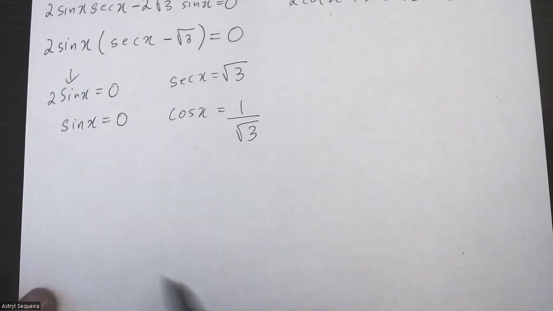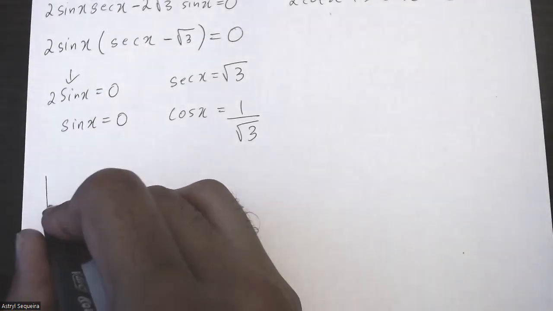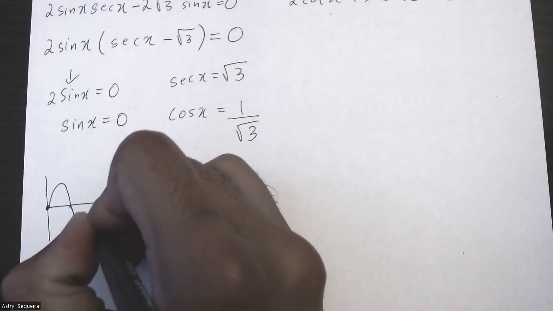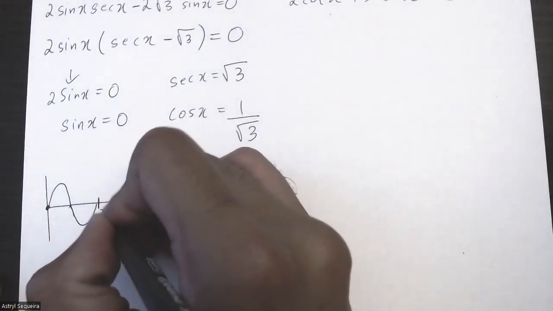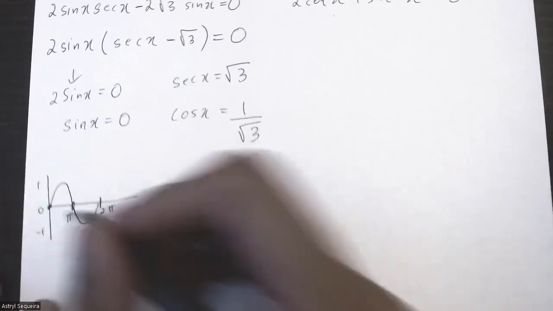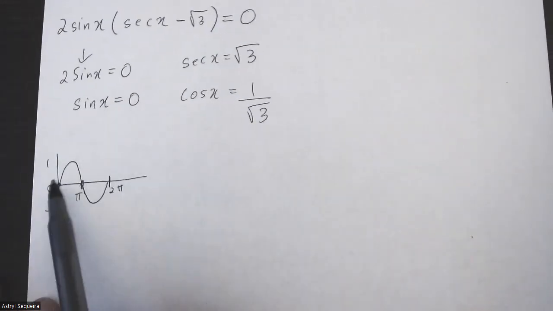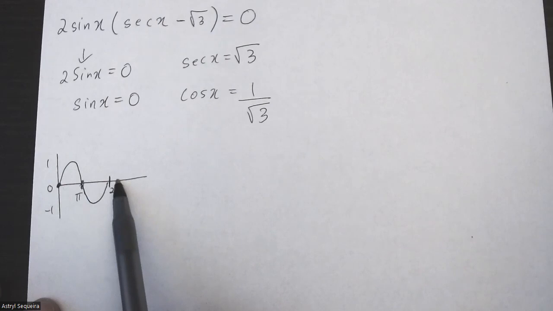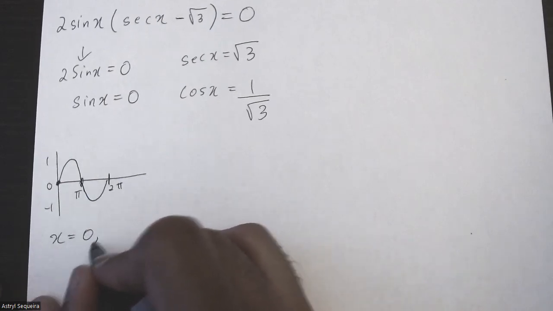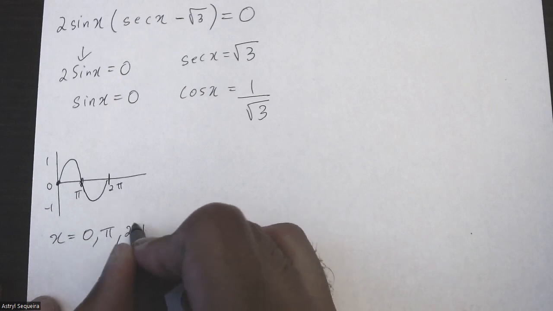Over here, I'm going to use my graph because if you have 0, 1, or negative 1, you want to use your graphs to solve it. I know that this is 2 pi and this is pi, 0, 1, negative 1. I know that sine x is 0 at 3 different points in between 0 and 2 pi. So I have 3 solutions here, which is 0, pi, and 2 pi.